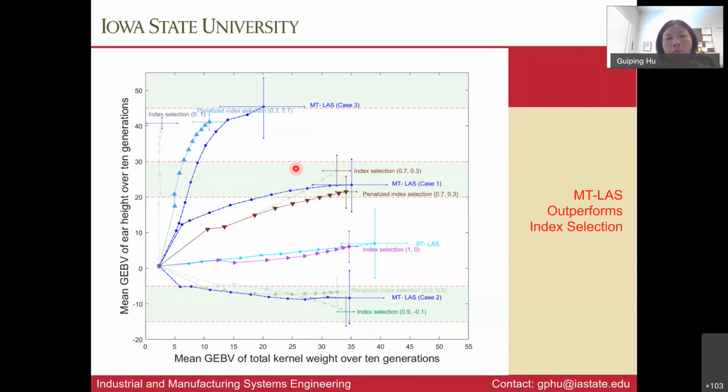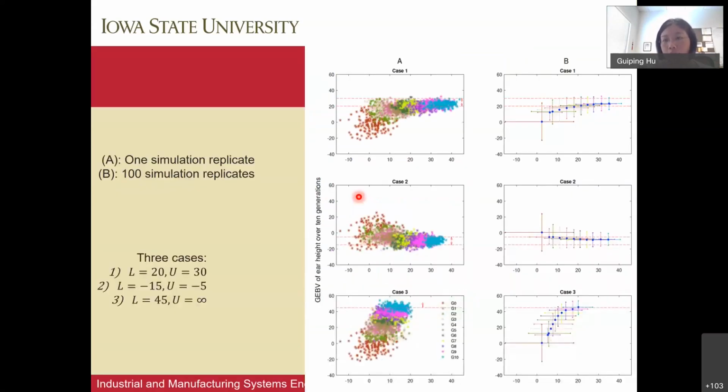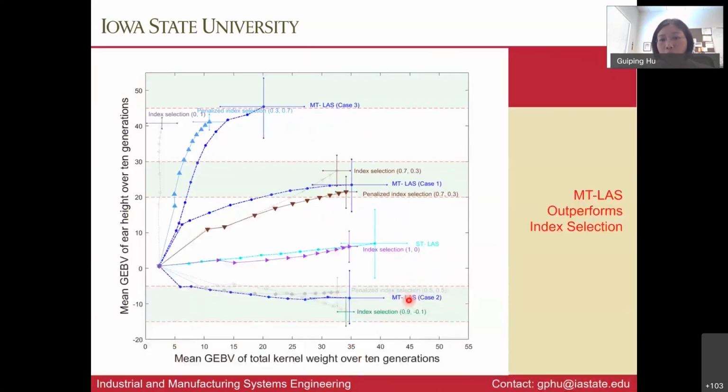And then here I have three other regions, 1, 2, and 3. These three cases correspond to the three cases that I was explaining over here. I'll just use one to explain the comparison. So let's take a look at just case 1. If we have this multi-trait look-ahead selection, again, the far right is the better one. And again, we want to make sure it is within this light greenish band.